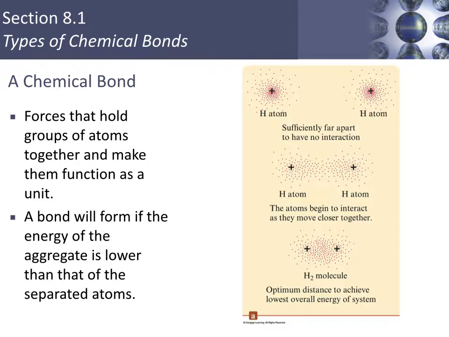In general, a bond will form if the energy of the two units bonded together is less than that of when they are separated. This picture here is looking at an interaction of two hydrogen atoms. On the top, you have two hydrogen atoms, the positively charged nucleus and the negative electron, and the little dots just indicate the places where that electron might be. At this point, they are far apart enough so that there is no interaction.